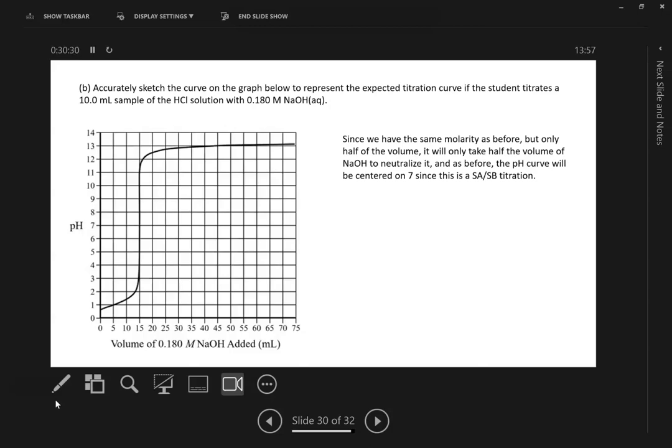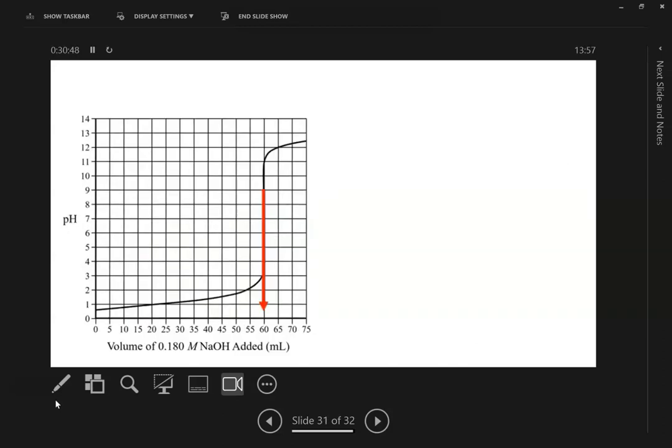And before, this was a strong acid, strong base. It's what we have again. So now our titration curve is the same shape. It's just lined up on 15 milliliters. So our curve looks the same. It's just been shifted to the left. Okay.